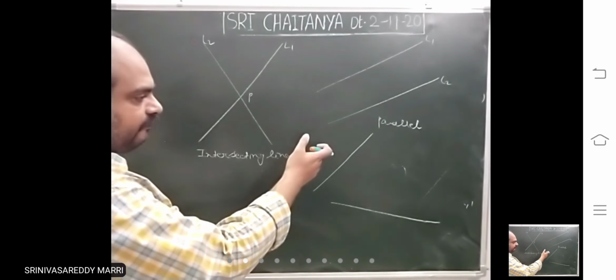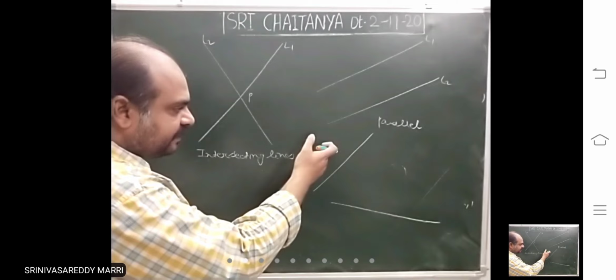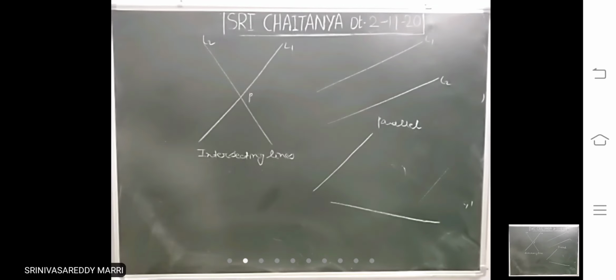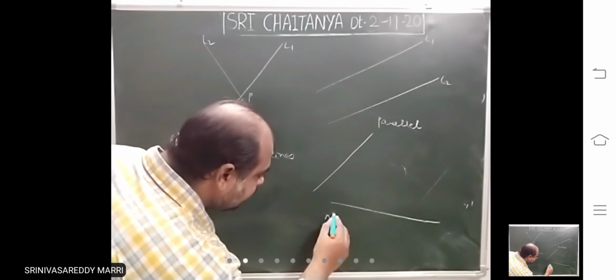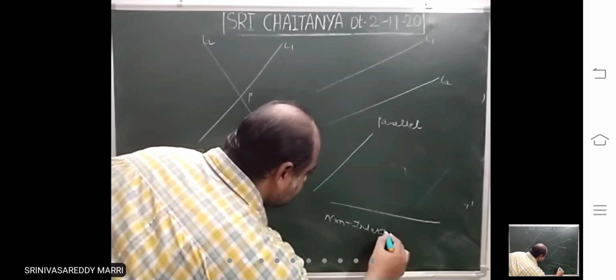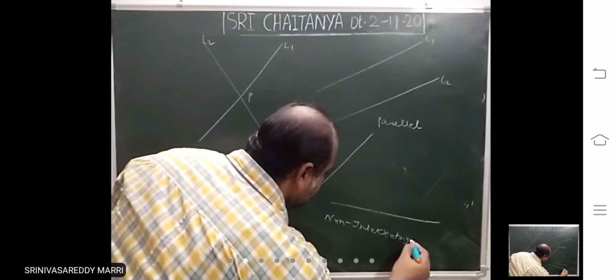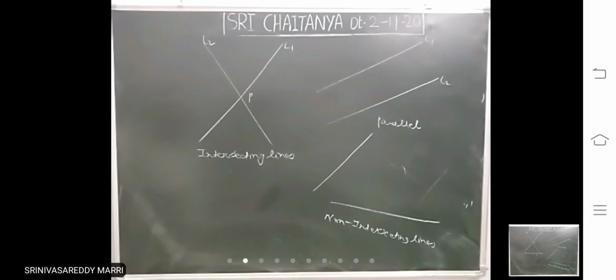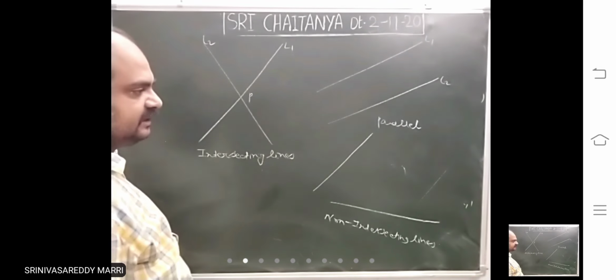Suppose one line is in your paper and one line is on my board. They will not intersect, because they are not lying in the same plane. These are called non-intersecting lines. If they have no intersection points, they are called non-intersecting lines.